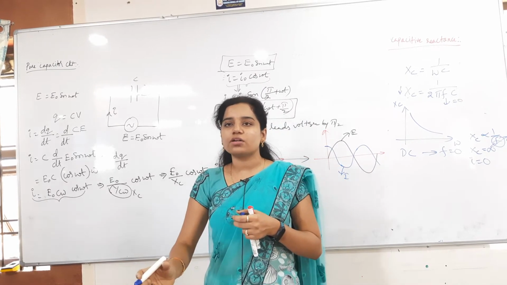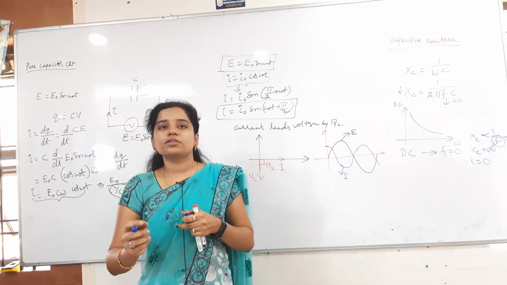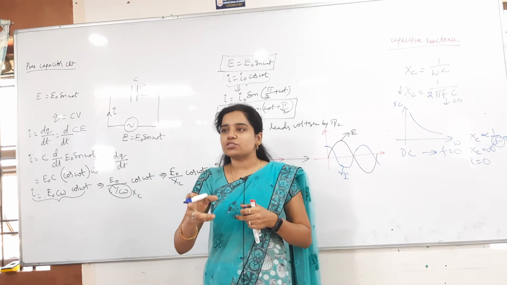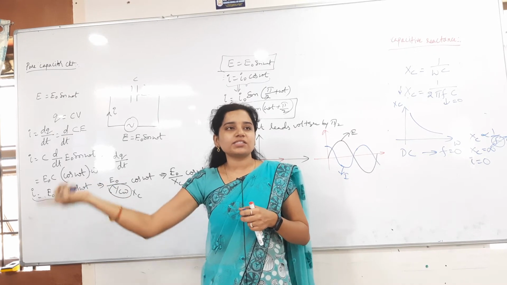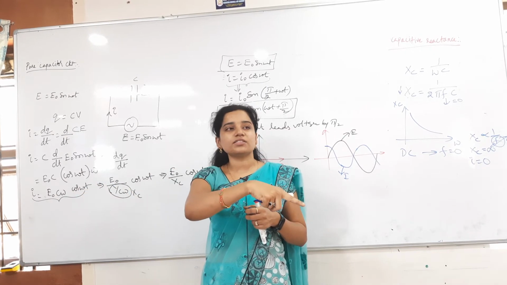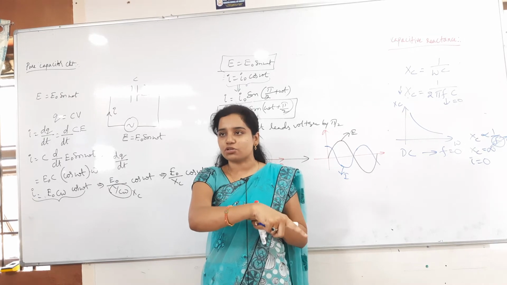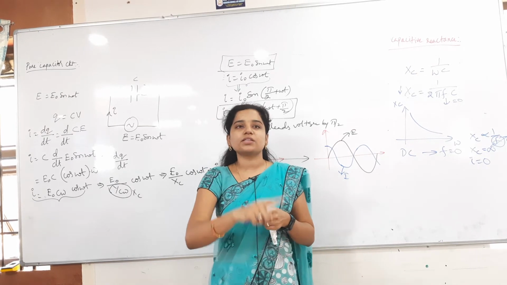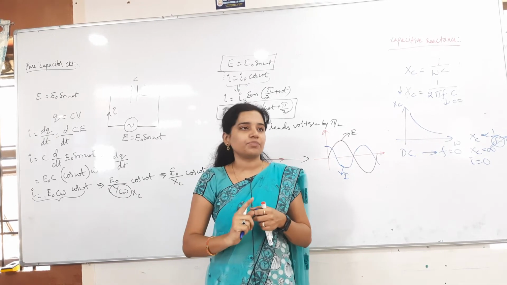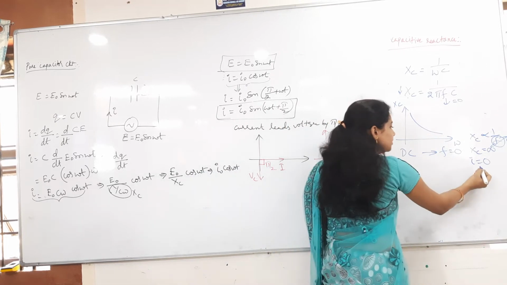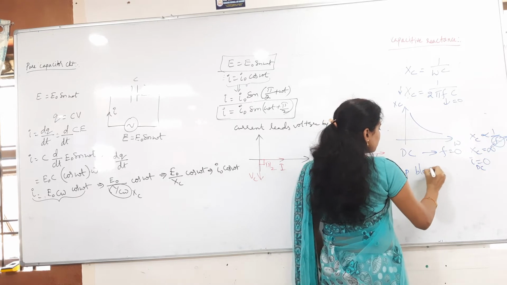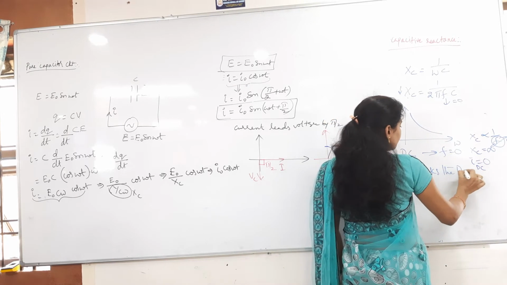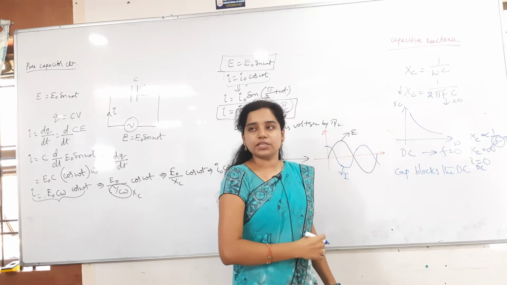What is the reason it will block? Why will it block? Frequency of DC is how much? 0. Frequency 0 means resistance is infinity. Infinity resistance means current is 0. Which current is 0 here? DC current is 0. So in the capacitor there is no flow of DC current. IDC is equal to how much here? 0 only. So I can clearly say that the capacitor blocks the DC and allows the AC.